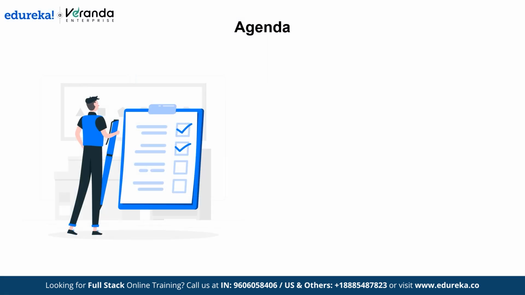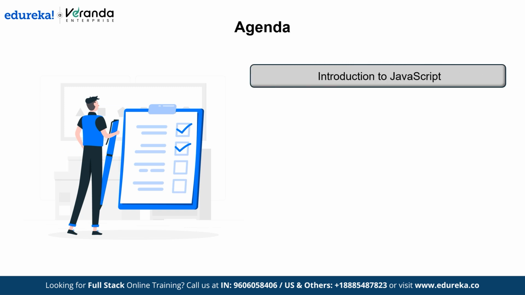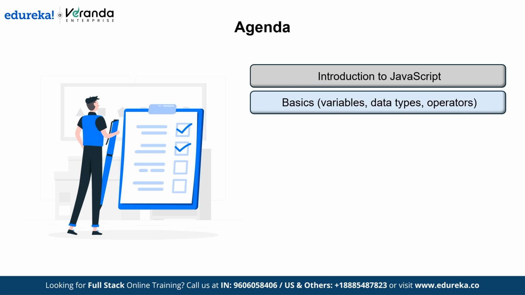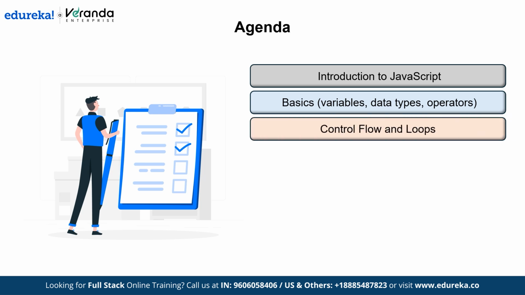So now let's outline what we will cover in this video. First, we will start with what JavaScript is, the language that makes the website interactive by handling buttons, animations, forms, and more. Then we will cover the basics, variables, data types, and operators, which form the foundation of a JavaScript program. After that, we will move on to control flow and loops. You will see how if-else statements help make decisions and how loops let us repeat tasks efficiently.